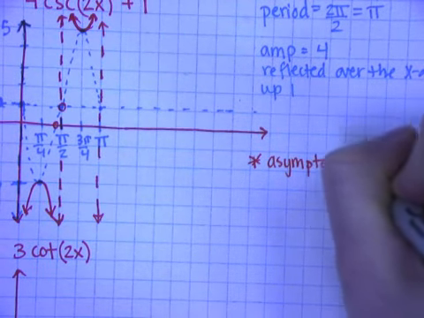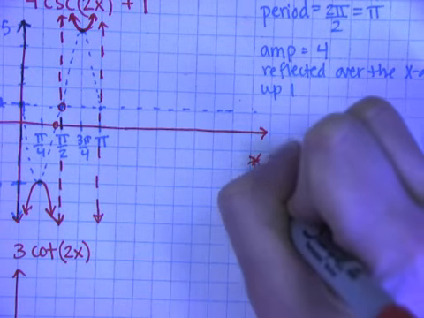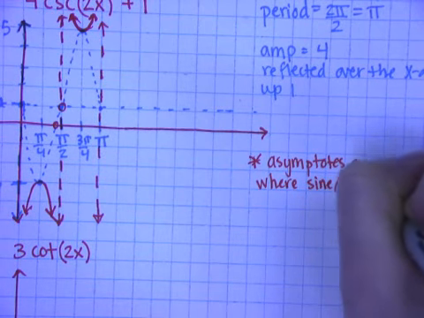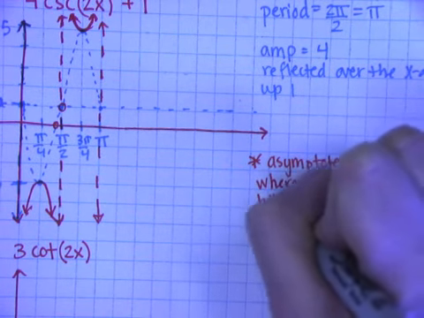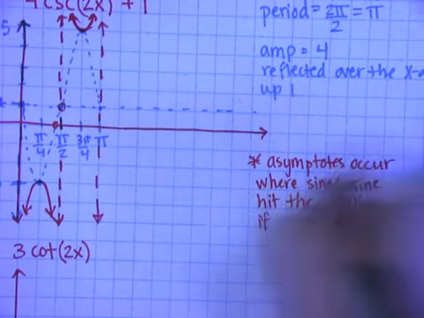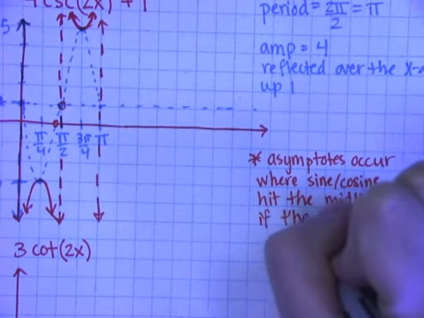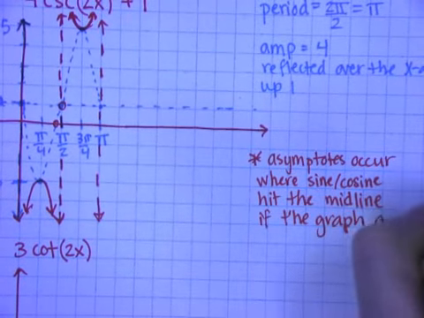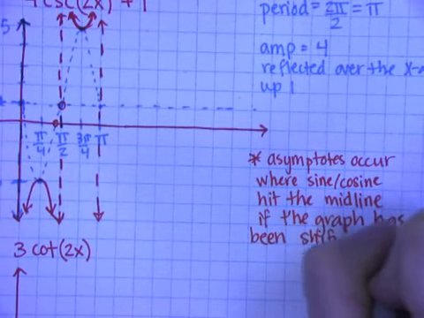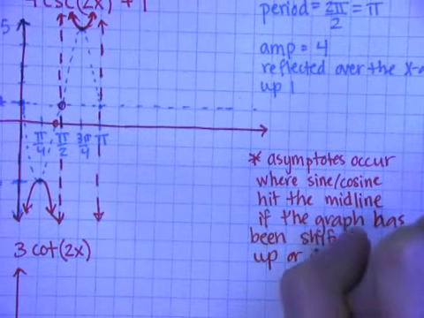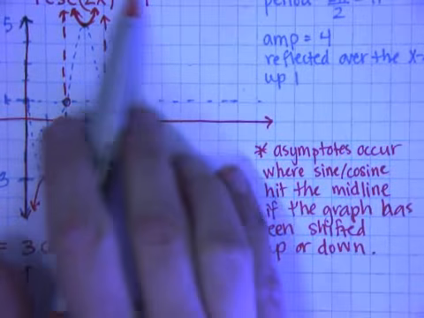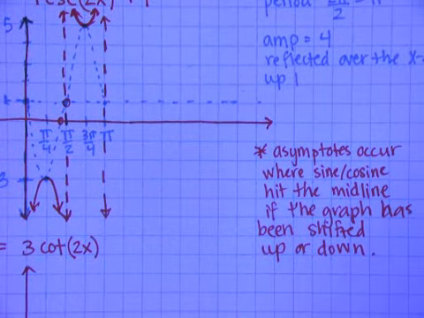Asymptotes occur where sine or cosine hit the midline if the graph has been shifted up or down. So it's not always where it hits the x-axis. If we have this shift up or down, then it's wherever it hits the midline.